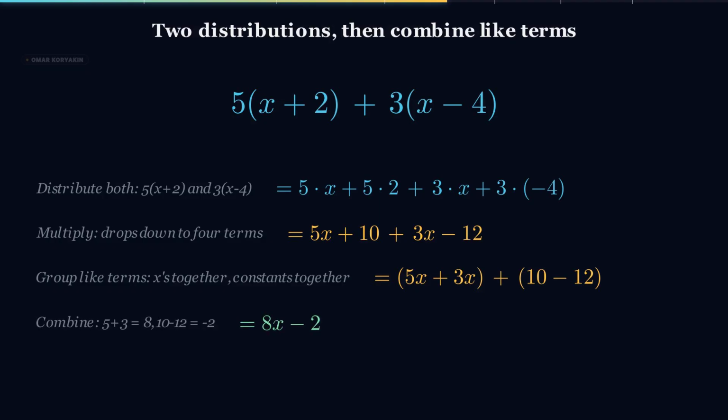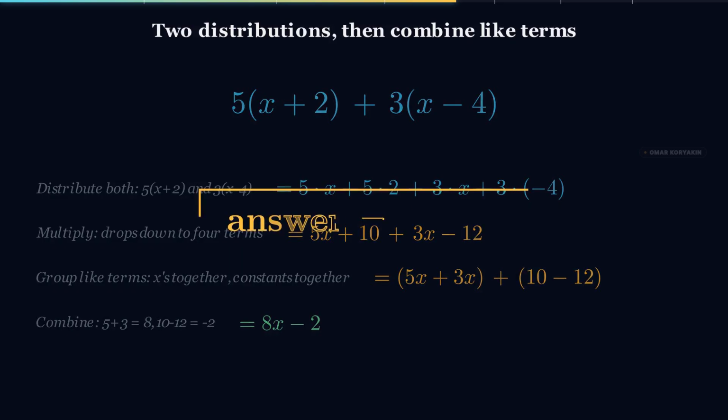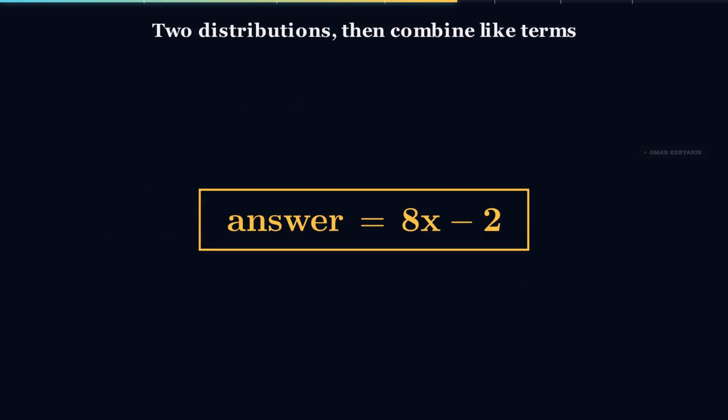Step 4. Combine the like terms in each group. 5x plus 3x equals 8x. 10 plus negative 12 equals negative 2. So the entire expression simplifies cleanly all the way down to 8x minus 2. So the final answer is 8x minus 2.